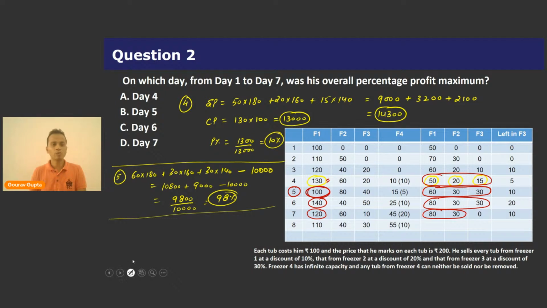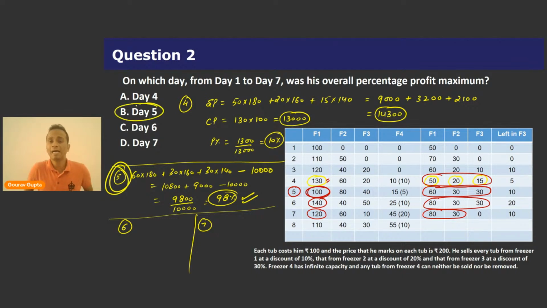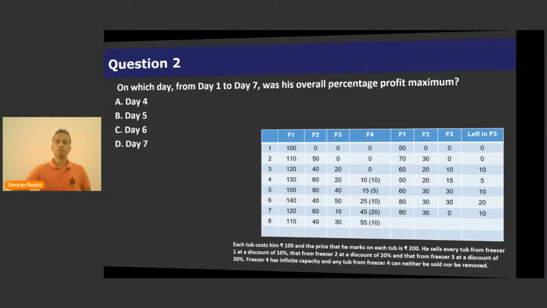Okay. Now likewise we'll work on day 6 and day 7, right? Day 6 and day 7. And after the calculations, you will be able to find out that the profit percentage on day number 5 is the maximum profit percentage among these 4 days. Okay. So the answer for this question will be day number 5. All right. Great. Now let's move on and look at question number 3.